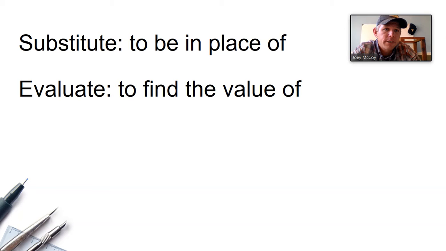So our first two definitions that we need to work with today. Substitute, to be in place of. So let's write this definition down. If we're solving with substitution, what does substitute mean? To be in place of. If you are cooking and you can't eat gluten, then you substitute gluten-free flour for regular wheat flour. That's a substitution, in place of.